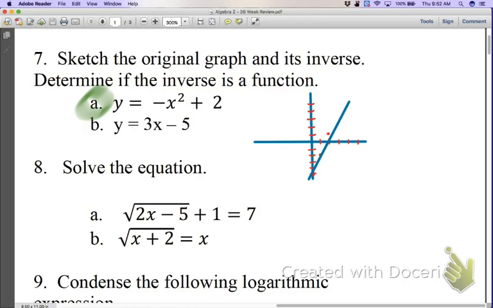Okay. The easy way to check without drawing the second one would be to do what's called the horizontal line test. If it only hits at one spot, the inverse will be a function.